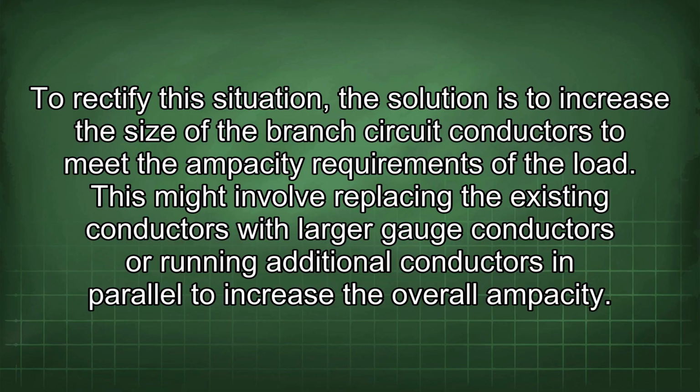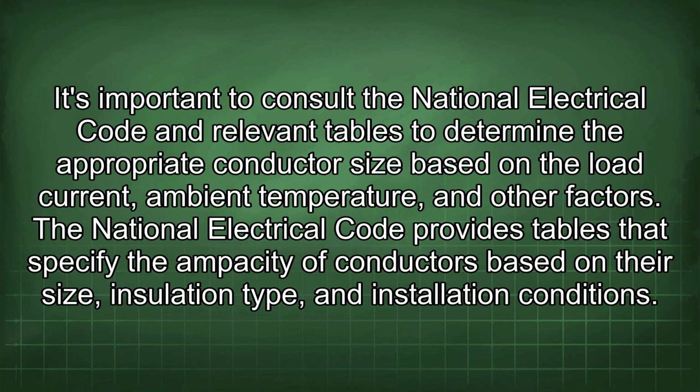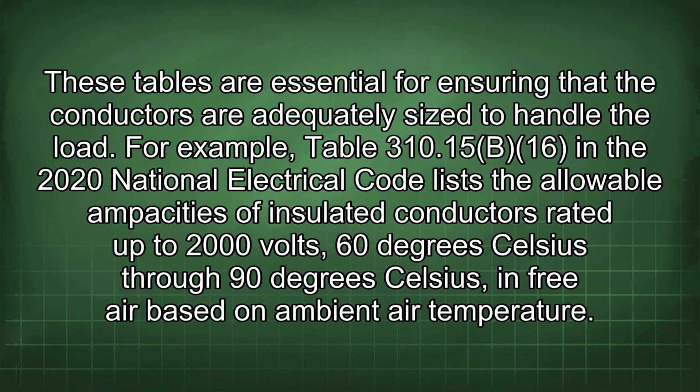This might involve replacing the existing conductors with larger gauge conductors or running additional conductors in parallel to increase the overall ampacity. It's important to consult the National Electrical Code and relevant tables to determine the appropriate conductor size based on the load current, ambient temperature, and other factors. The National Electrical Code provides tables that specify the ampacity of conductors based on their size, insulation type, and installation conditions. These tables are essential for ensuring that the conductors are adequately sized to handle the load.